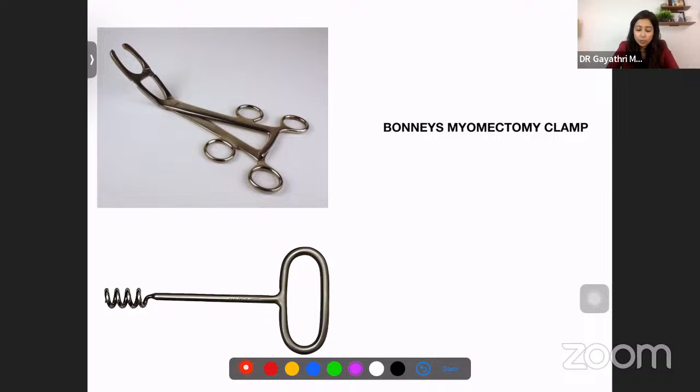The second instrument, what is the characteristic feature that you can see here? There are spiral grooves which are present, and this is basically introduced into the myoma so as to give a firm grip over the myoma so that we can enucleate the myoma or fibroid. And this is known as myoma screw. So the first instrument is Boney's myomectomy clamp and the second one is myoma screw.